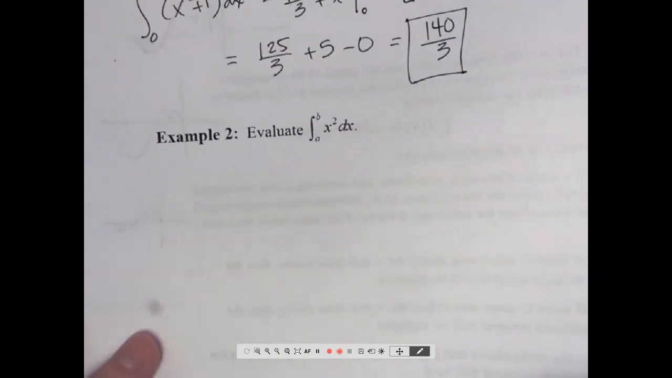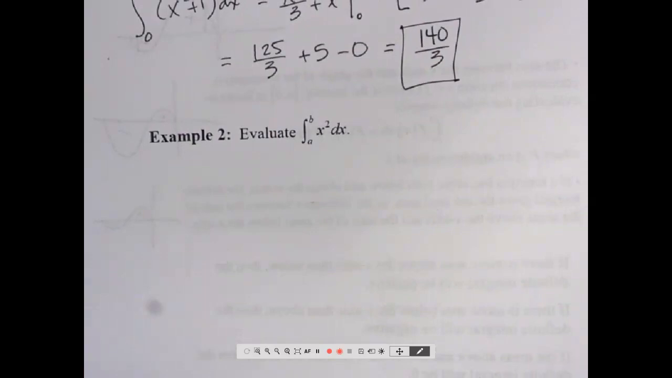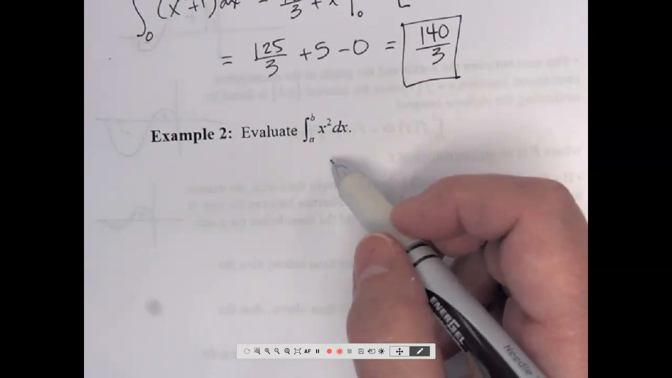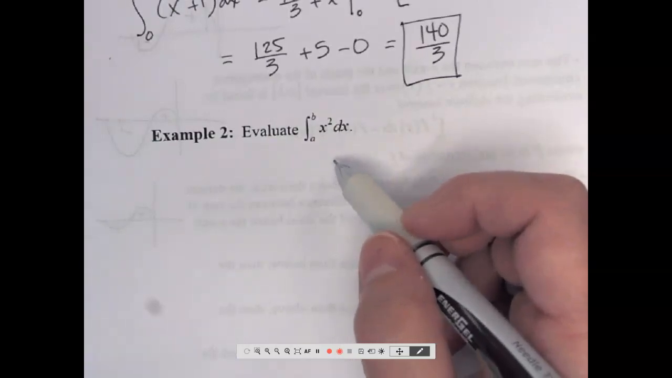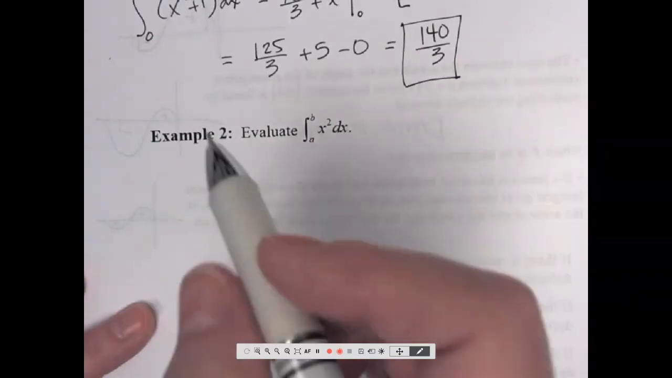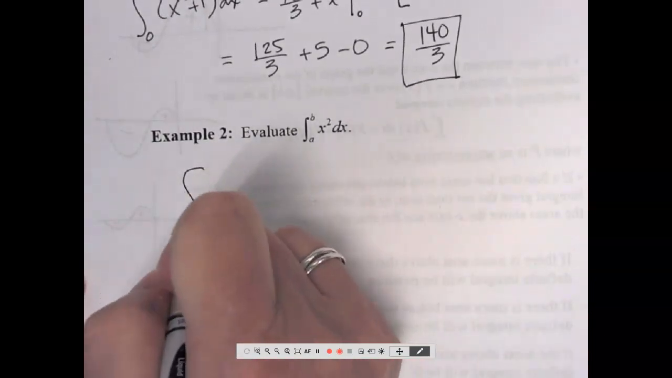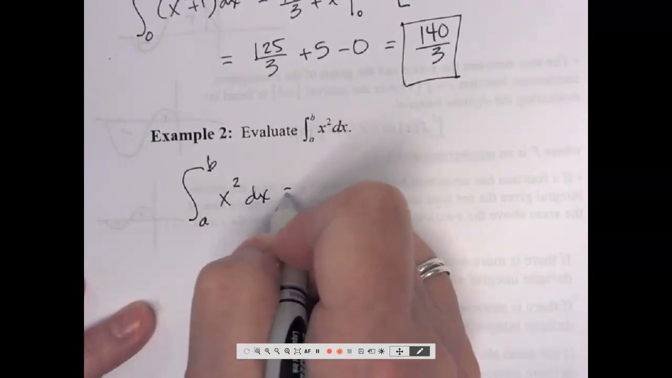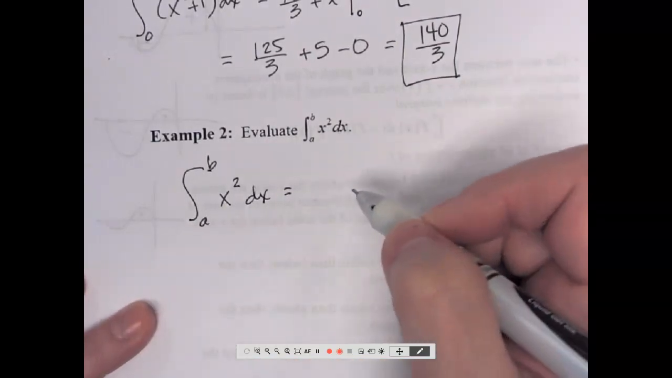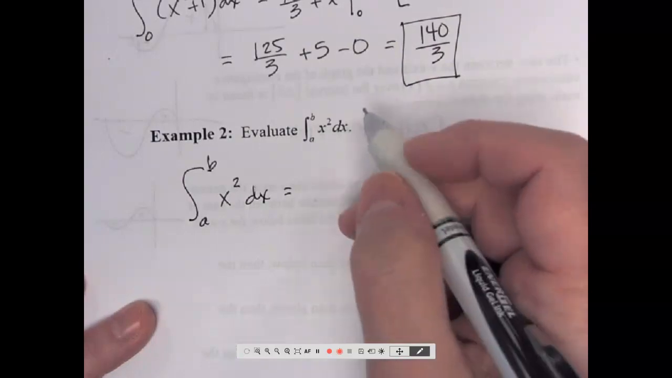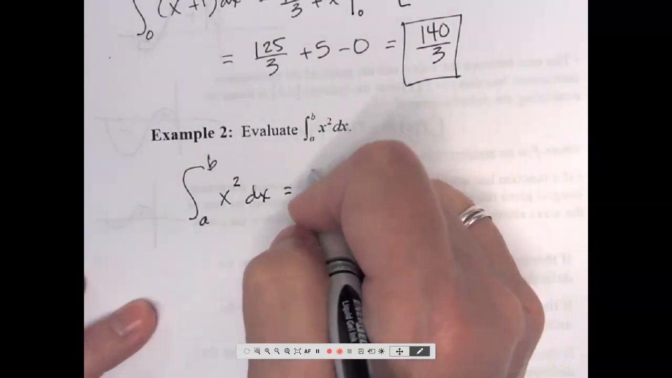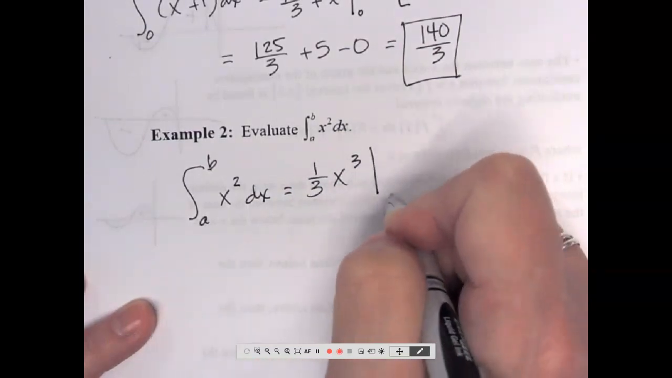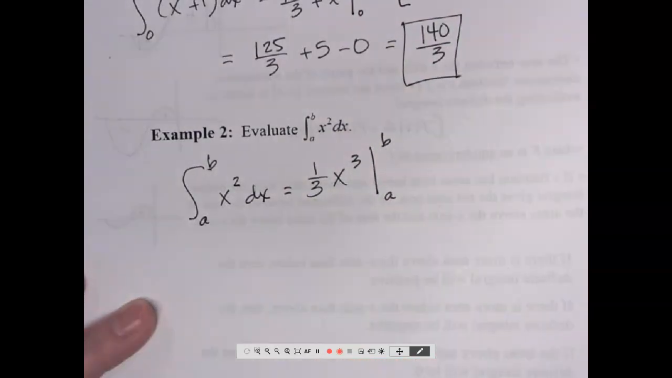Okay, next one. This is a definite integral, but notice they're just these generic values a to b. So I'm probably not going to end up with just some number like 6, like we did above. But I'm going to set it up the same exact way. So the integral from a to b of x squared dx. What's the antiderivative of x squared? 1/3 x cubed, or x cubed over 3. I'll write it that way this time. Evaluate from a to b.